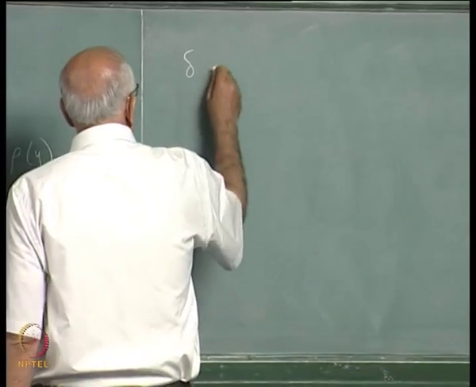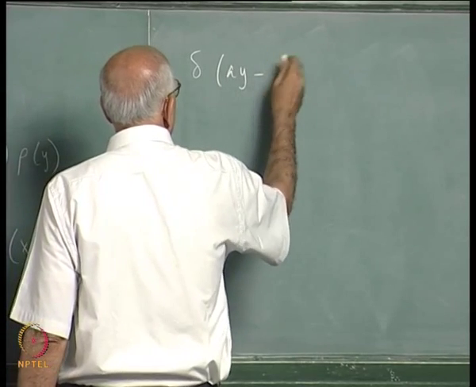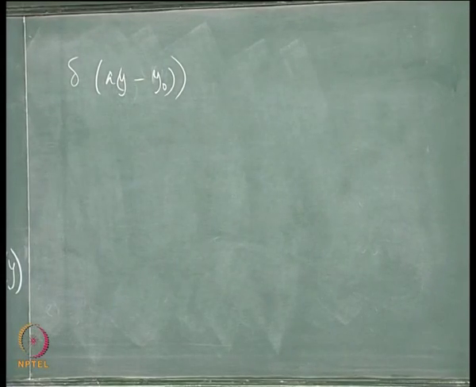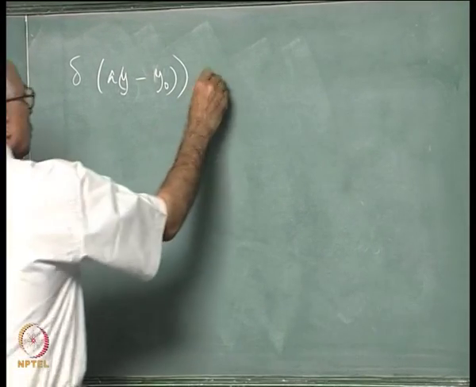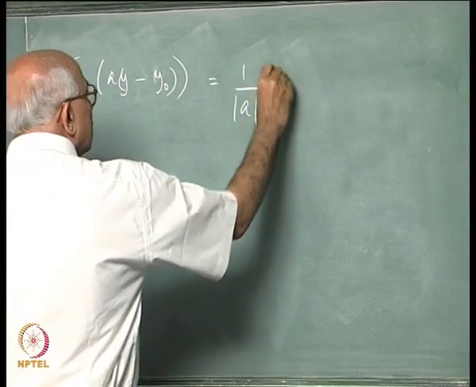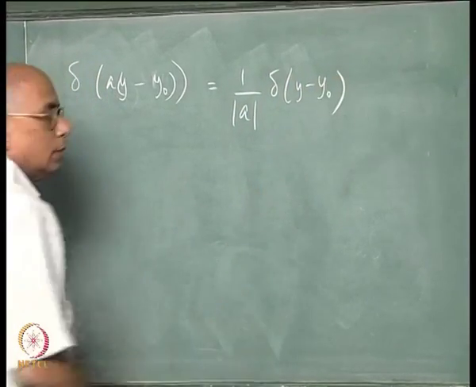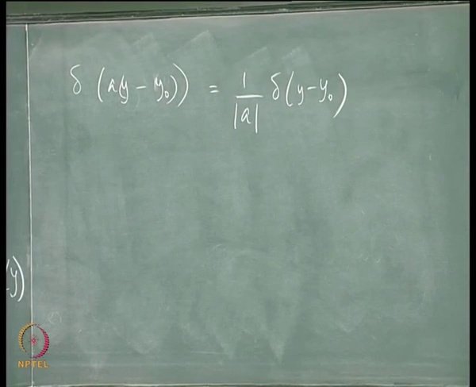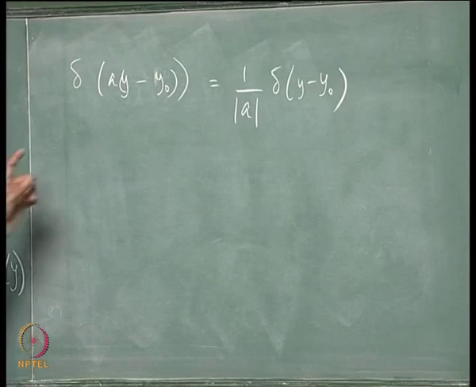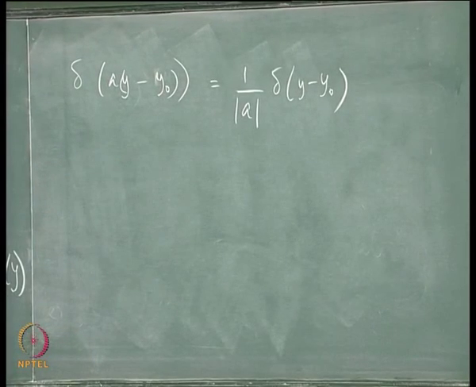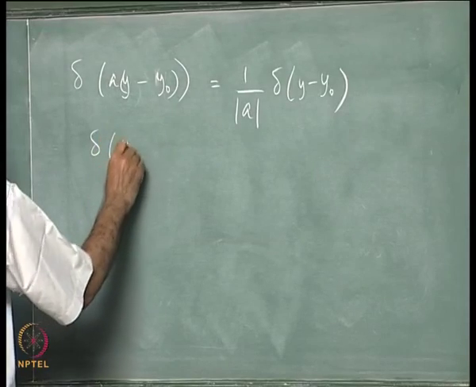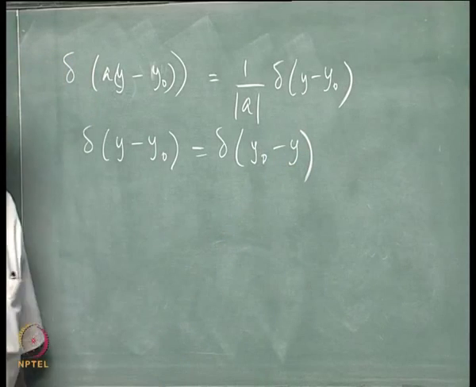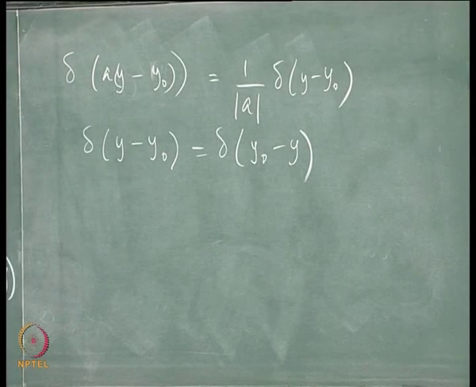First of all, delta of a constant times y minus some y naught is equal to 1 over modulus a delta of y minus y naught. There is some real constant a, and then I need a modulus in the denominator. So this makes sure that the normalization is kept correct. We also know that delta of y minus y naught is equal to delta of y naught minus y. The delta function is an even function of its argument about the point where it fires.